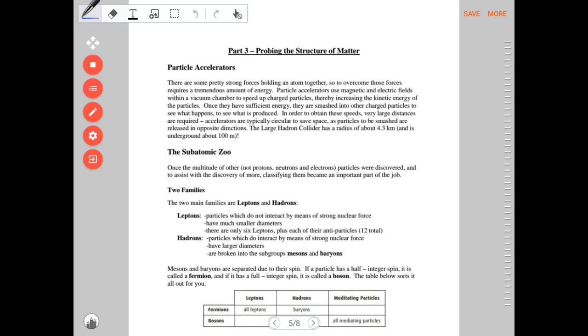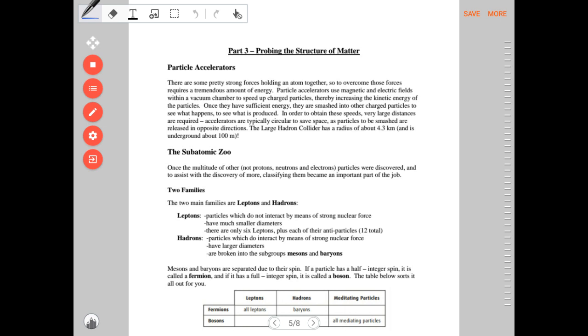Once these particles have sufficient energy, they are smashed into other charged particles, just to see what happens or to see what's produced. In order to obtain these speeds, very large distances are required. Accelerators then are typically circular to save space, as the particles that are smashed are released in opposite directions.